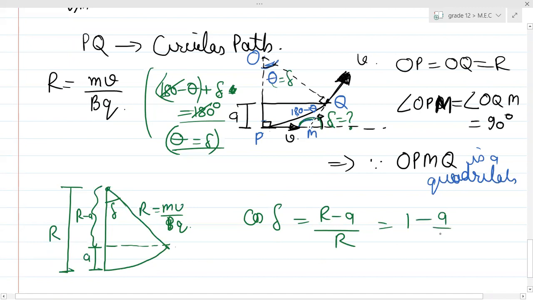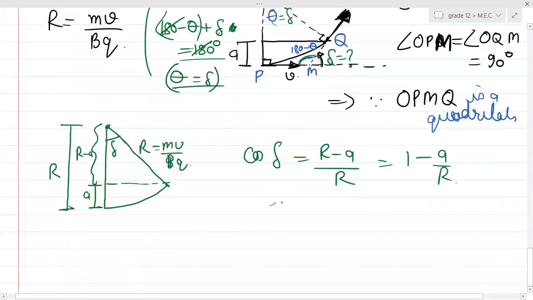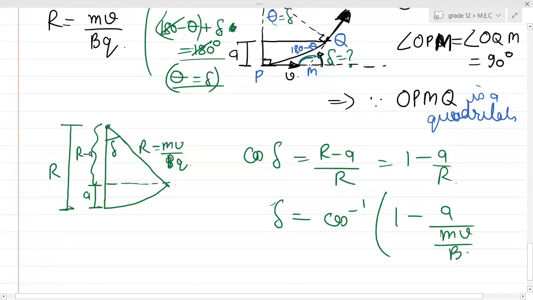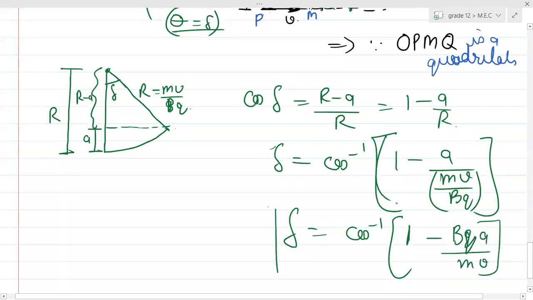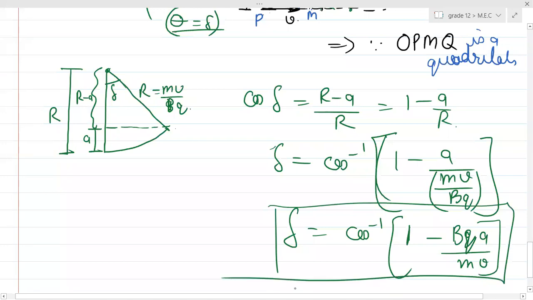We can write it as 1 minus a upon r, and what is r? R is nothing but mv by qB. So delta will be equal to cos inverse of 1 minus a upon r. Is this clear? This is the answer for your process. Please write it down.